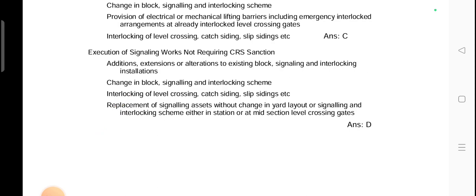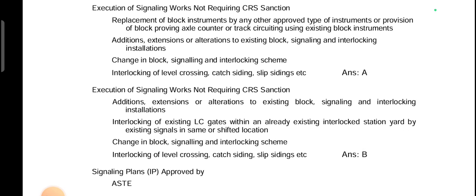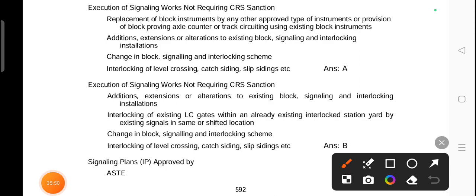Execution of signaling works not requiring CRS sanction. Replacement of block instrument by any other approved type of instrument or provision of block proving axle counter or track circuiting using existing block instruments. Next, interlocking of existing LC gates within an already existing interlocked station yard by existing signals in same or shifted location.